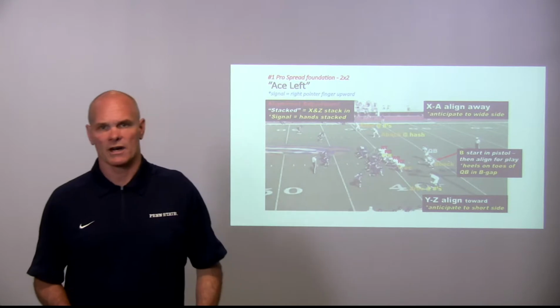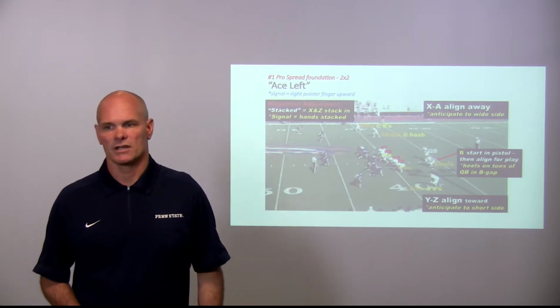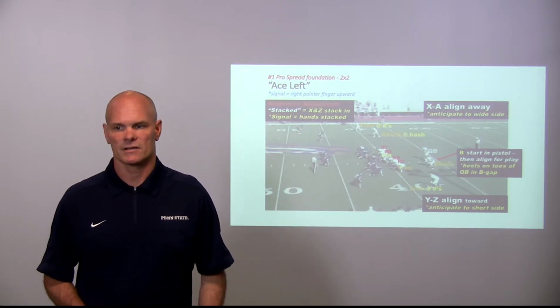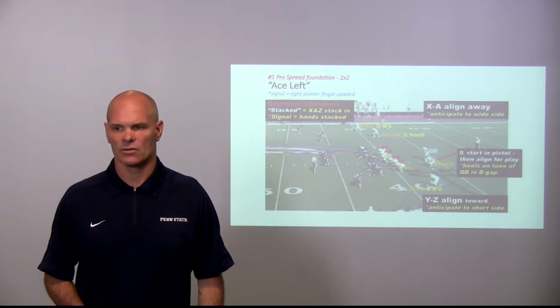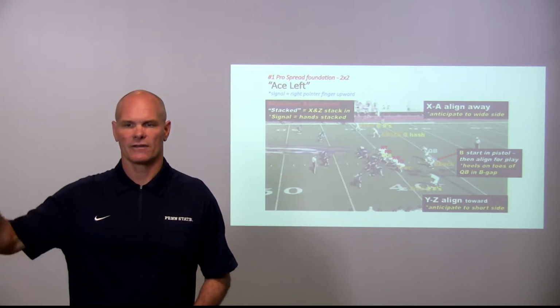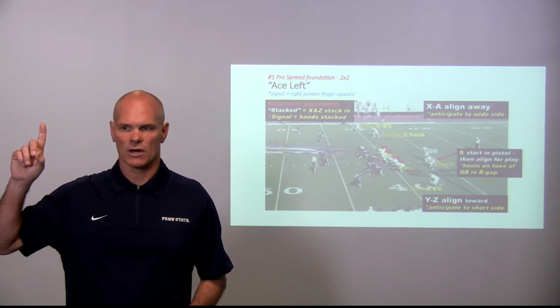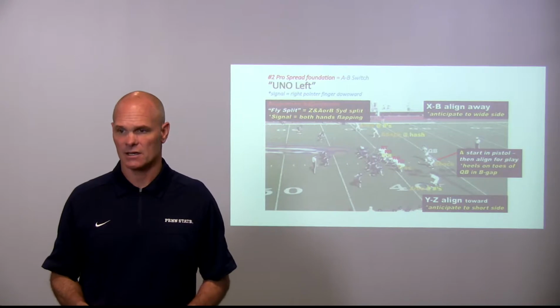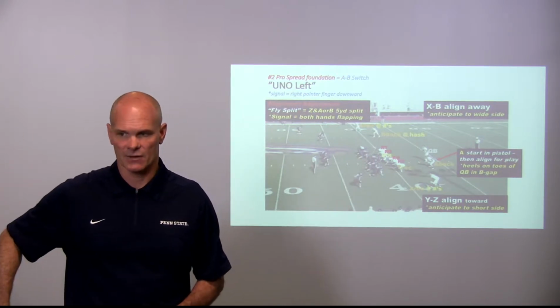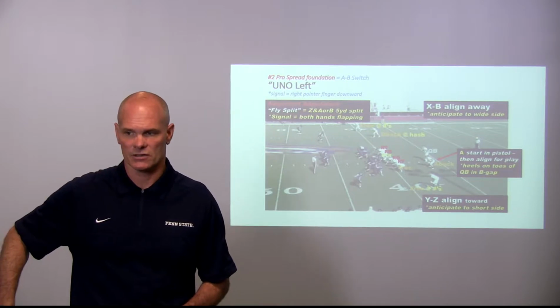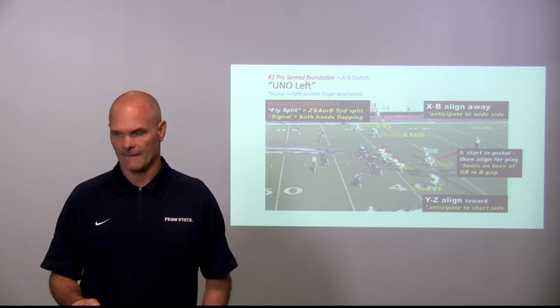One we use mostly out of our pro spread, our number 1 formation, is a 2x2 or ace. This example here is an ace left. So all that happens is the A back then goes out to a slot on the hash. Again, this would be the signal then for an ace left. If we want to switch the 2 backs, we simply go to uno, and again, the term is down. Now the A and B switch. That's all it does for personnel.